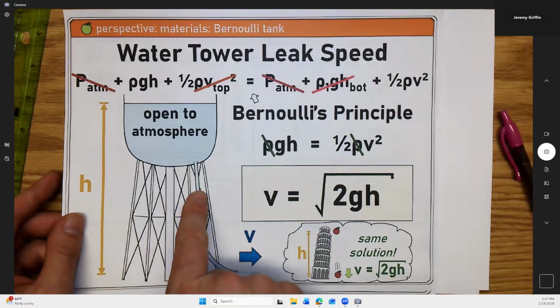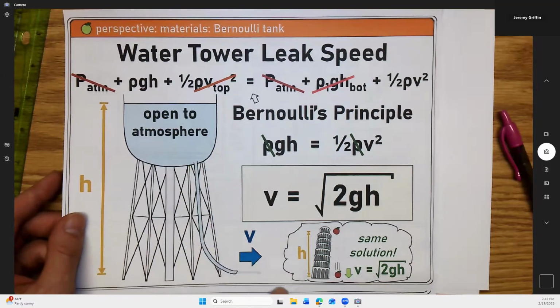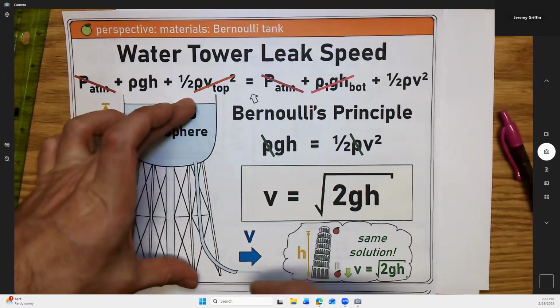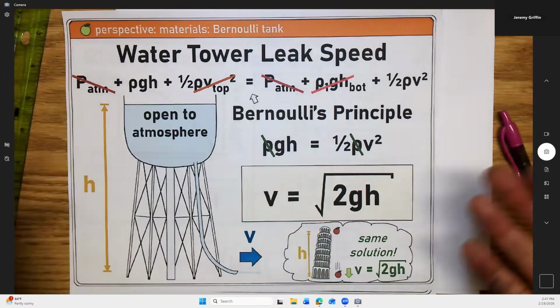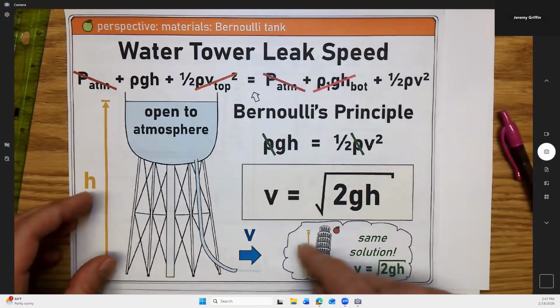If you have a tank of water, for example, this water tower, maybe you run a hose down the bottom, or maybe you just have a tank and you punch a hole at the bottom. Same version of that too. How fast is the water going to spurt out?